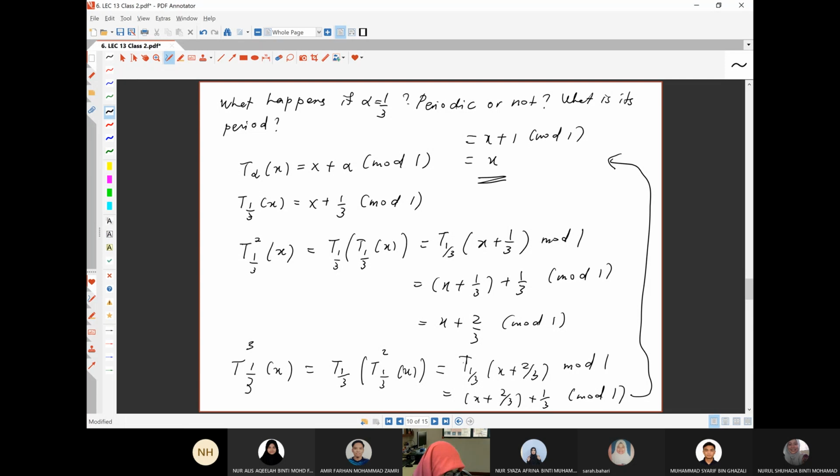So we know that alpha is 1 over 3, and this is T, our T is periodic. So what is the period? 3. Yes, that means you have to do 3 iterations to get back to x. Okay?